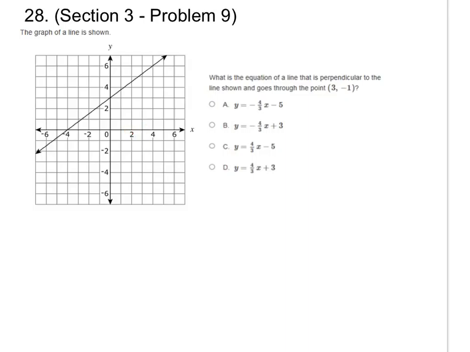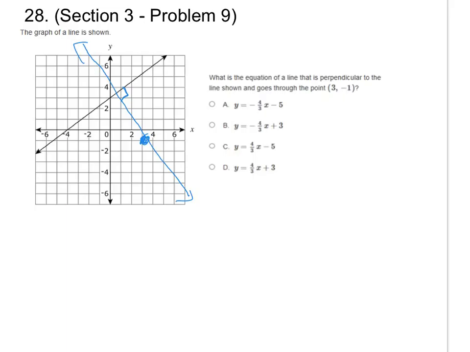So I want to make sure that it goes through this point, and I want to make sure it's going to be perpendicular to this. Perpendicular, remember, means crosses at a right angle. So my line should look something like this. Not very accurate, but I'm just getting an idea of what it should look like. They should intersect at a right angle, but it has to go through this point (3, -1).